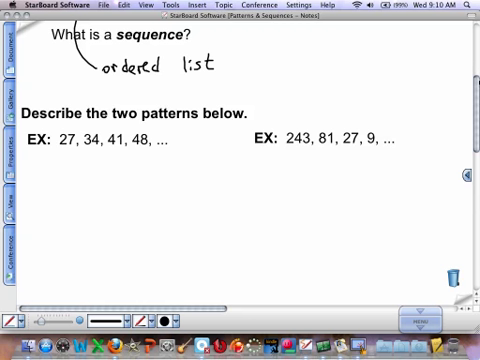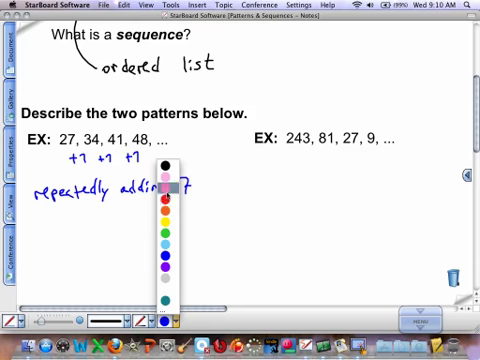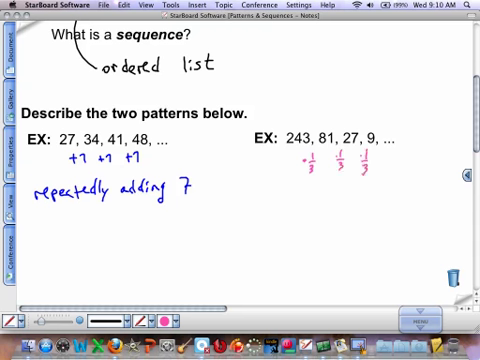In the first one, they're adding 7 every time. So adding 7, adding 7, adding 7. If you're going to describe that pattern, we're just repeatedly adding 7. Okay, so then what's happening on the next example? You times it by 1/3. Multiplying by 1/3, or you can also say dividing by 3, right? Same thing, multiplying by 1/3.